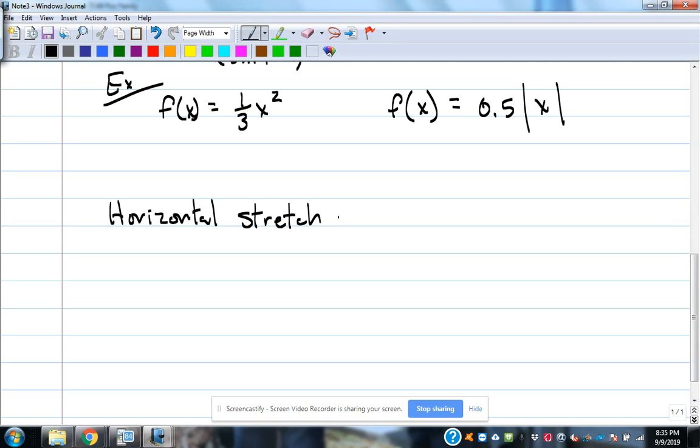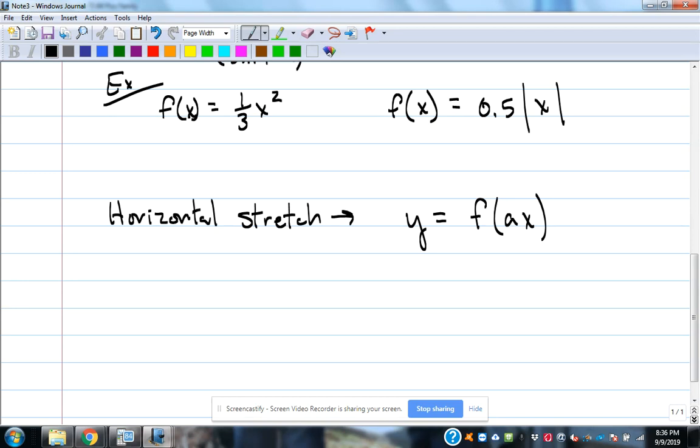A horizontal stretch, things happen on the inside. So it's going to be f of a times x. That a is on the inside of the function. For that a to make a horizontal stretch, the graph gets wider, right? So it's going to look a lot like a vertical compression.